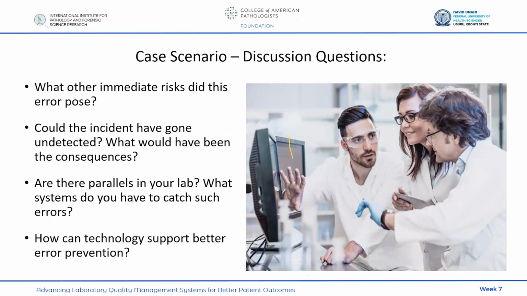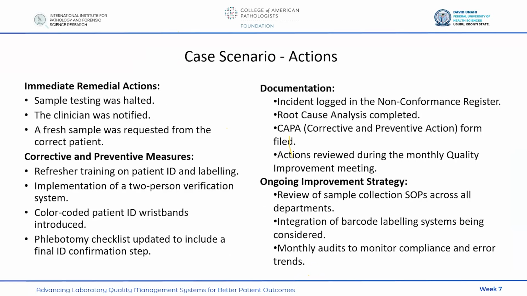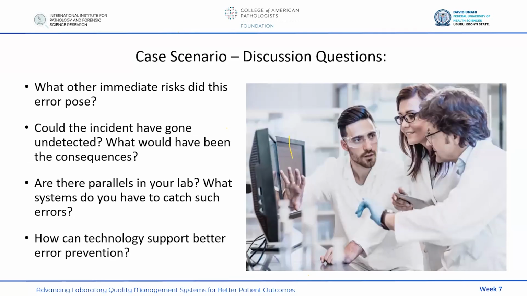So what we're asking here is, you saw all the problems we have: mislabeled patient samples, delayed sample transport, incomplete test request forms, equipment downtime. These are the problems we discussed, okay? And look at the immediate remedial actions we took, corrective and preventive measures, then the documentation that we did, and then ongoing improvement strategies in order to prevent it from recurring. So we are now asking, what other immediate risks did this error pose?